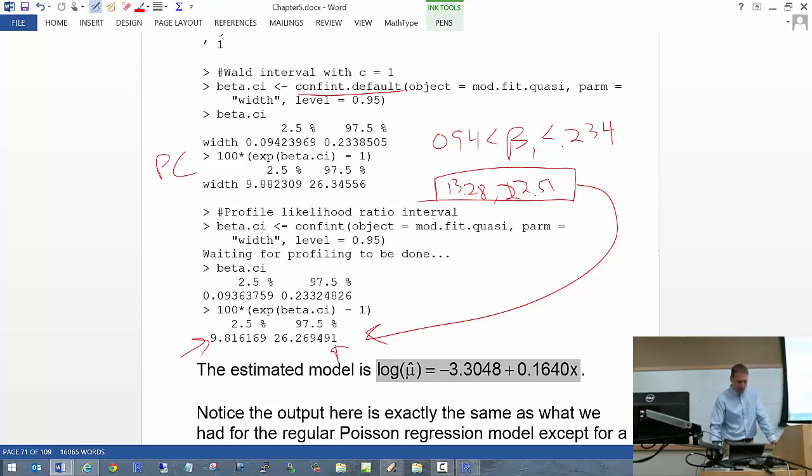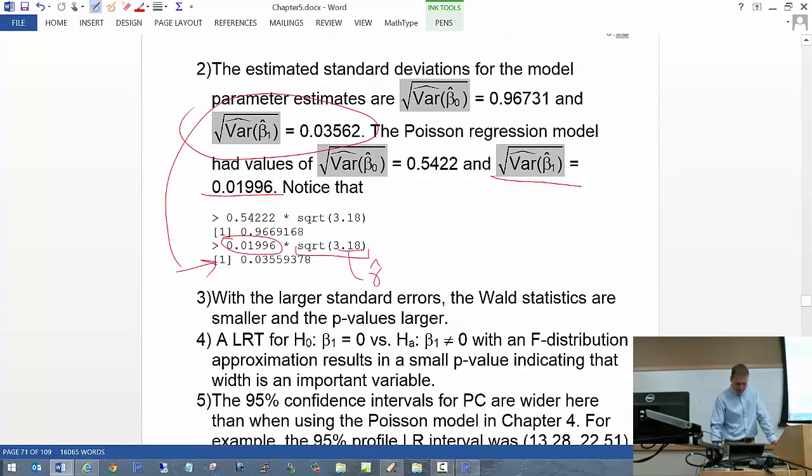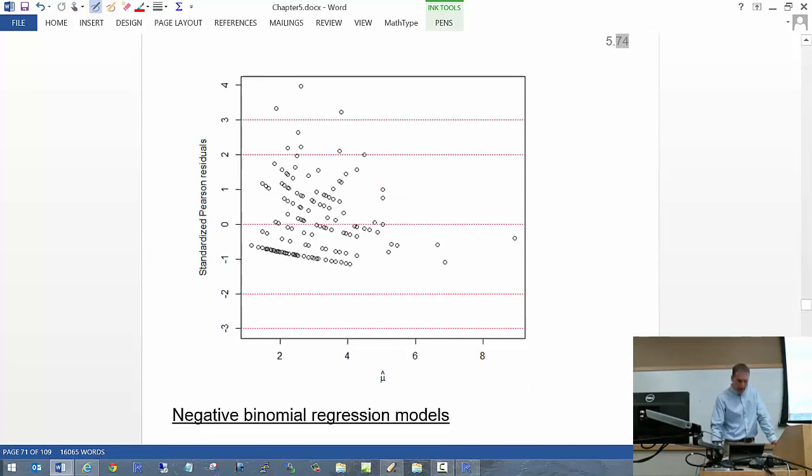Let's look at page 574. Here's using similar code to what we've done before, so that's why I don't have the code here. Here's the new standardized Pearson residual plot versus mu hat. Does this look better than what we had before? Yes, it does. And we still do have some things up here. Maybe I don't like that too well. Well, I should say maybe. I don't like that. But definitely the model's better than what it was before.